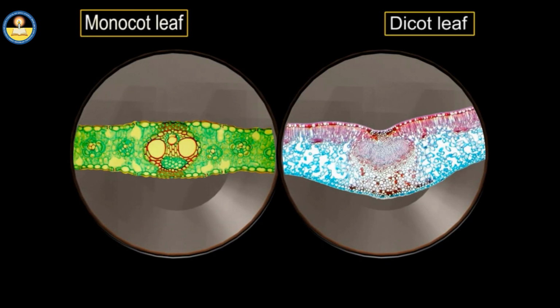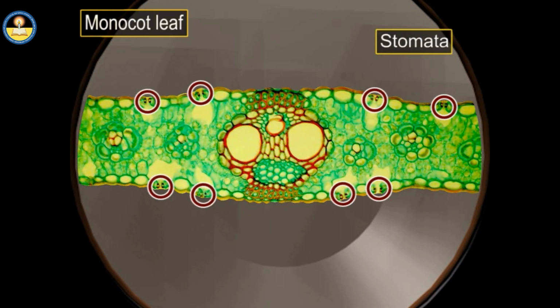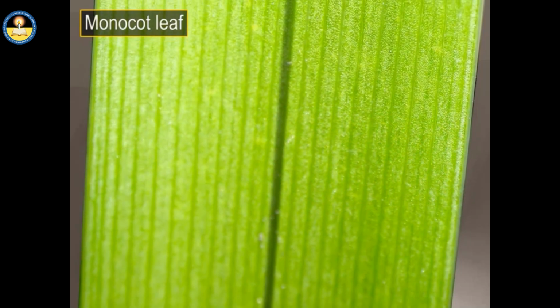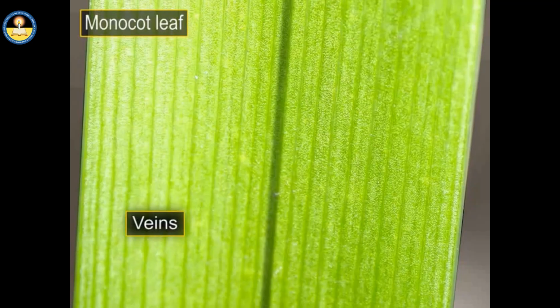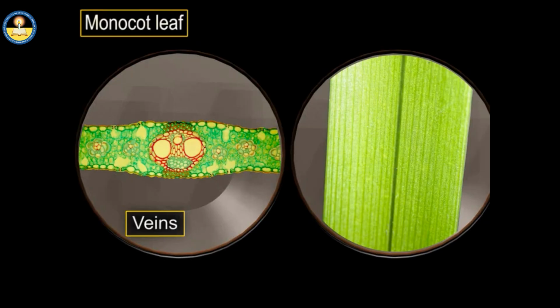Monocot leaf is slightly different from dicot leaf. In case of monocot leaf, uniform cuticle is present on both the sides. Numbers of stomata are also equal on both sides, upper as well as lower epidermis. Mesophyll is not differentiated into palisade and spongy parenchyma. As a monocot leaf has veins that run parallel to one another through the length of the leaf, they are visible in the microscopic view like this.